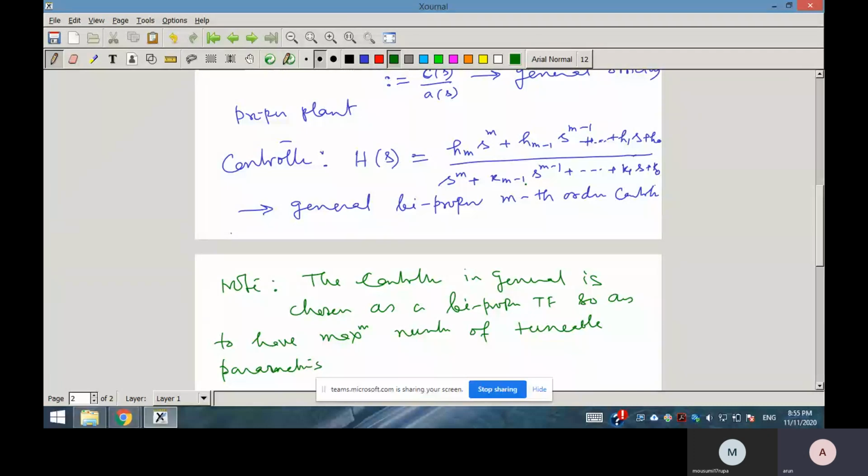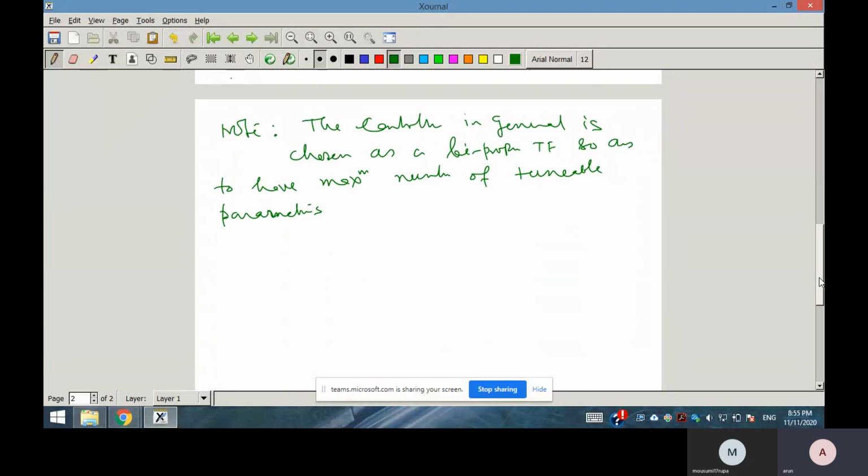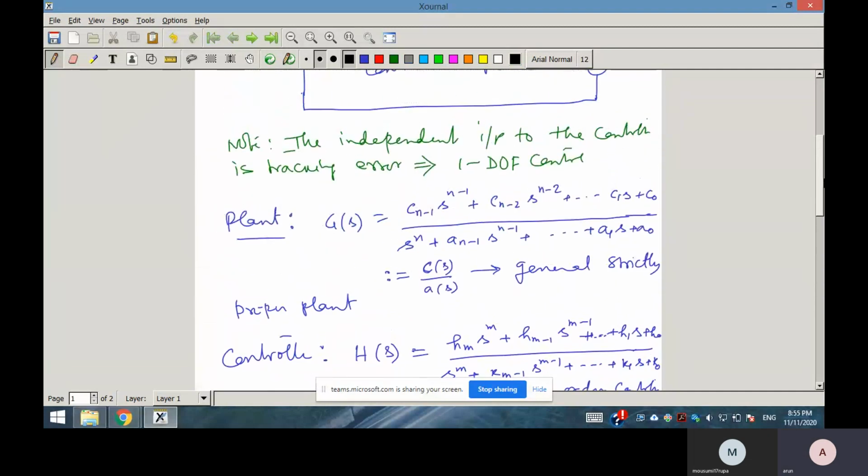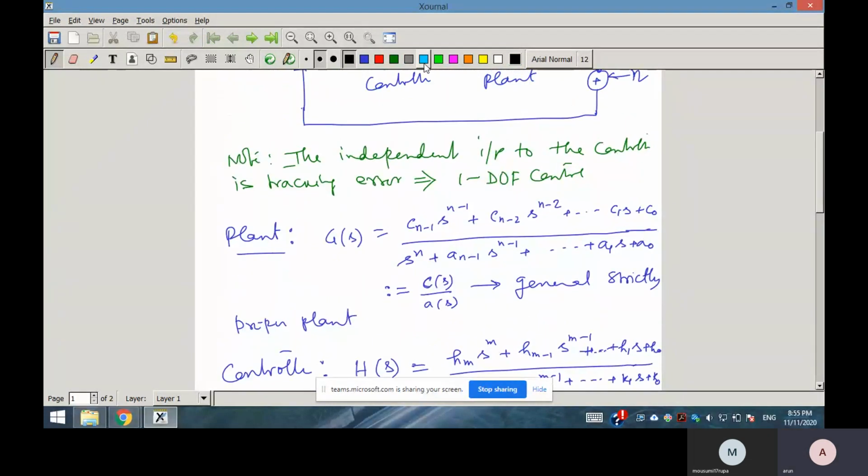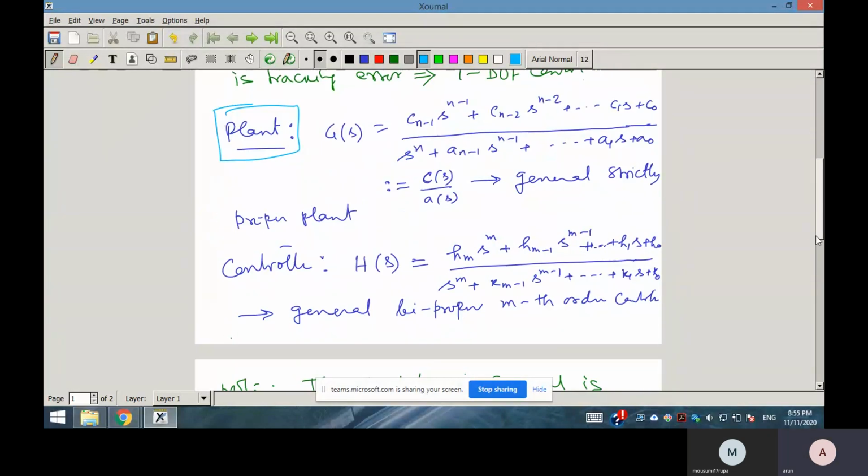But if you consider a biproper first order controller, then you will have three gains: h1 s plus h naught divided by s plus k naught. That means three gains. So this is the reason why I have considered a biproper controller here. Now, the choice of controller order is also important. So this is my plant, and this is your controller.